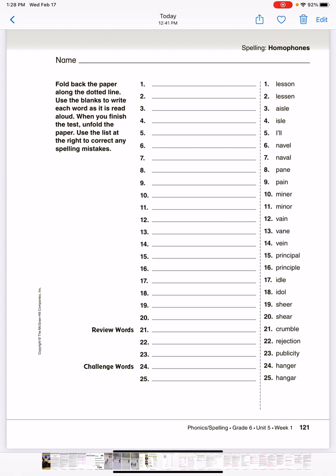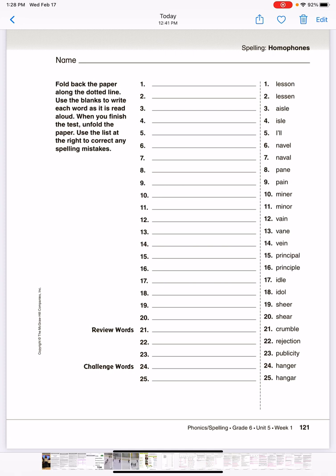12 through 14, vain, vane, and vein. Okay, first of all, V-A-I-N. That's vain, having a high opinion of yourself or thinking a lot of yourself. V-A-N-E, vane, that's like a weather vane. That's like the north, south, east, west you might see on top of a barn that spins in the wind. And V-E-I-N is like a passageway for your blood.